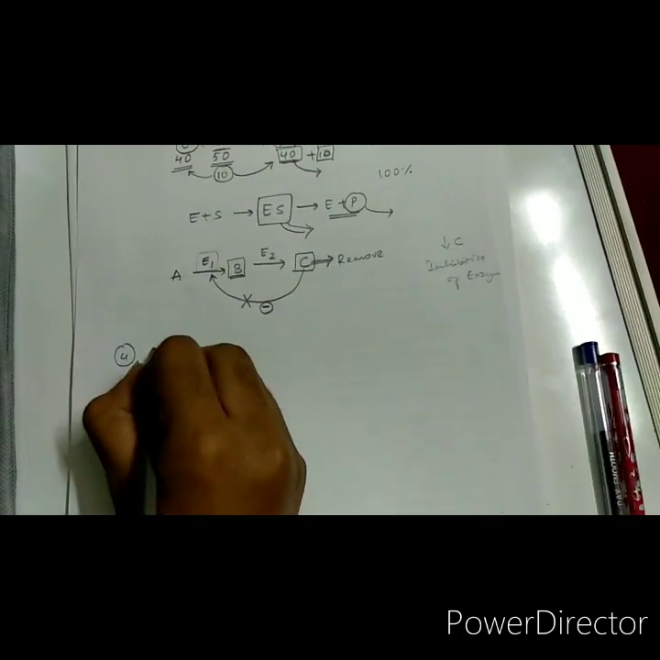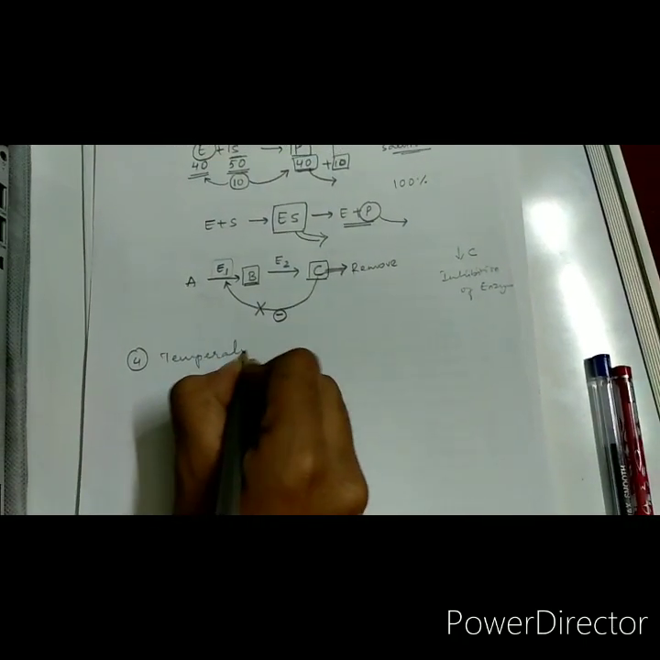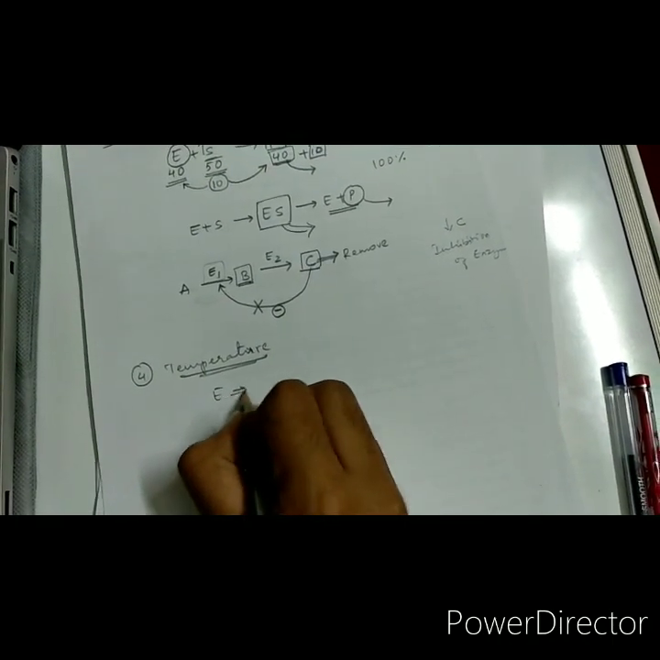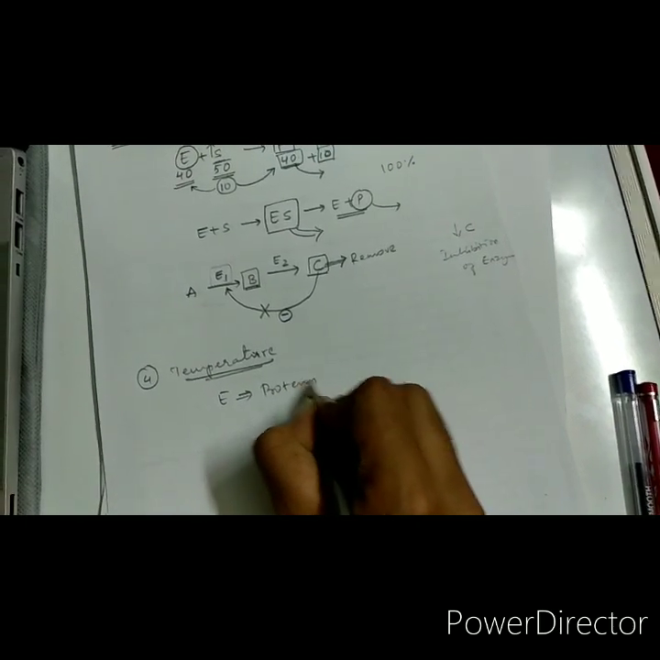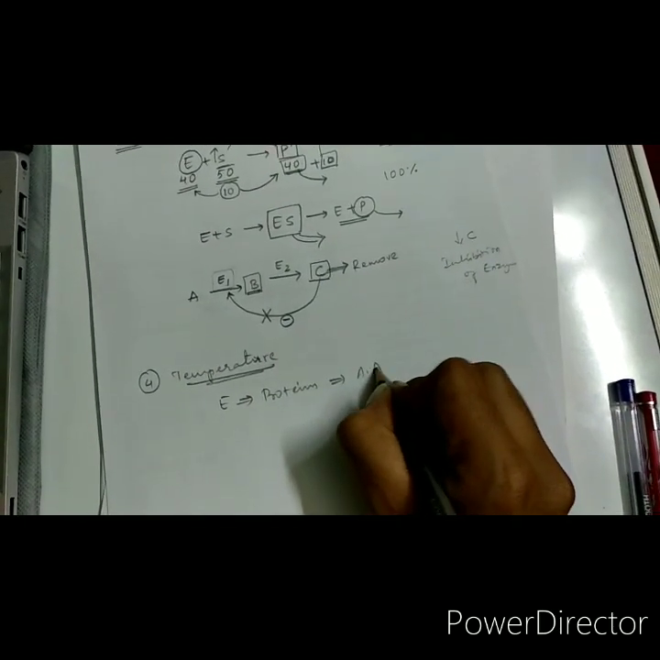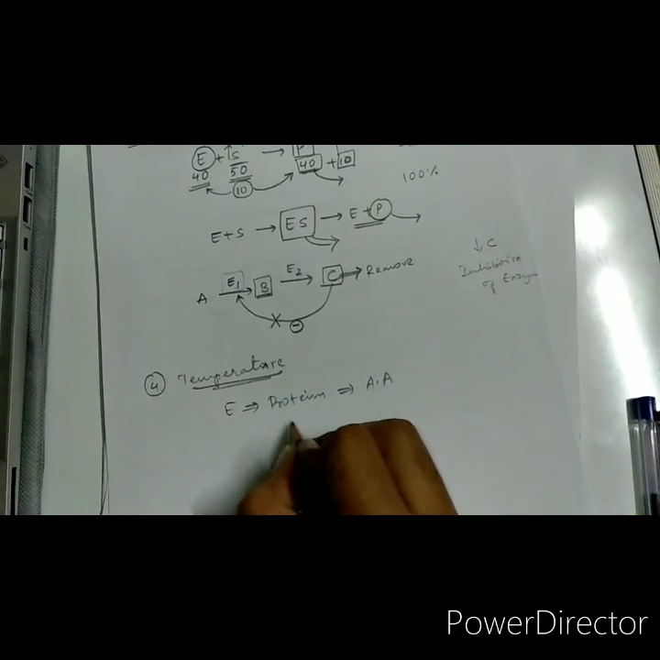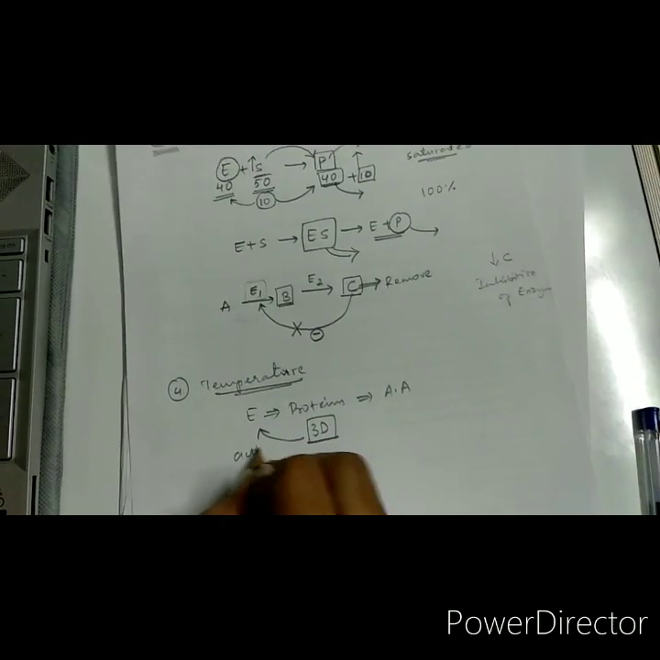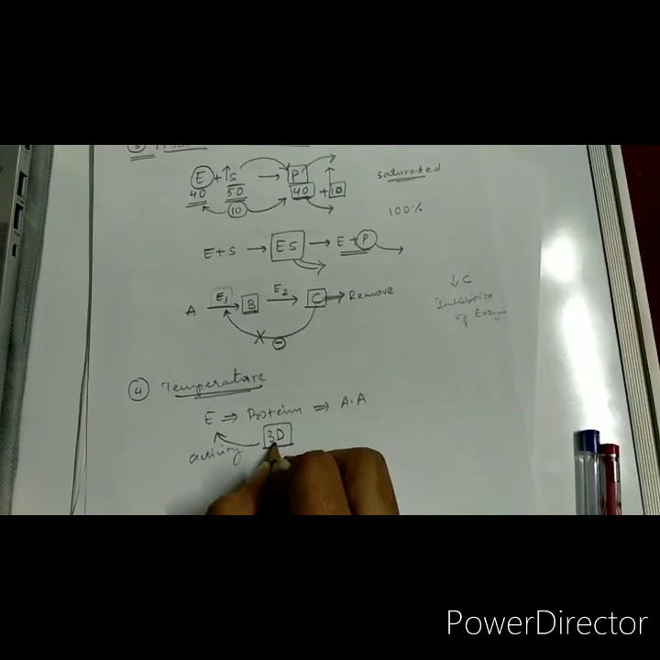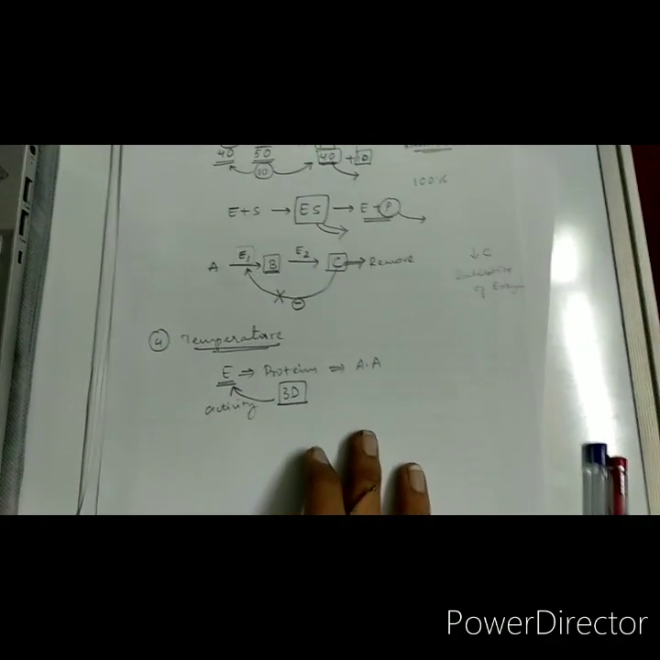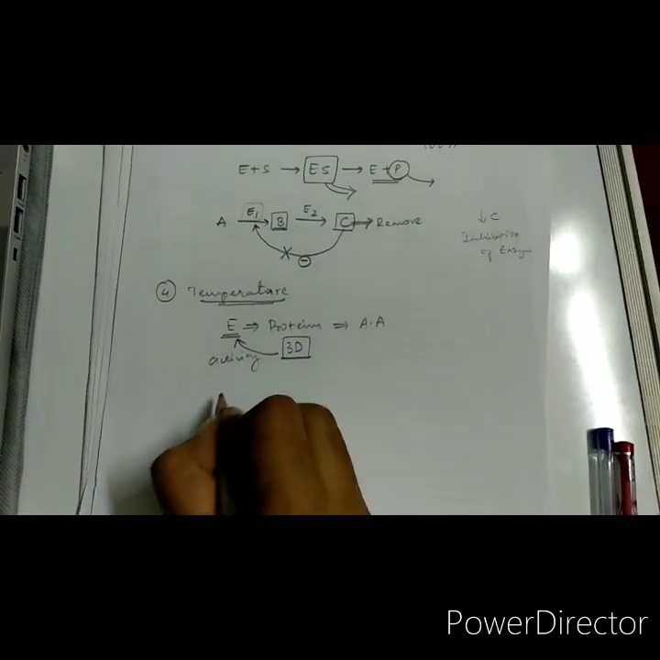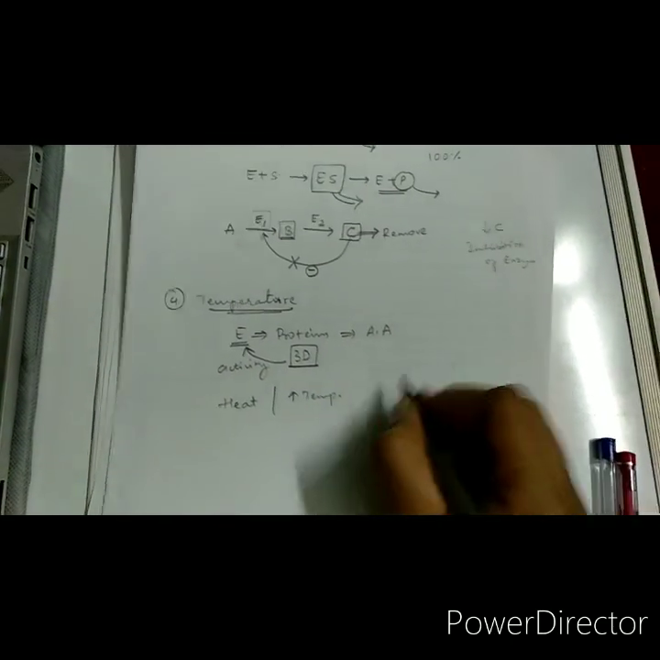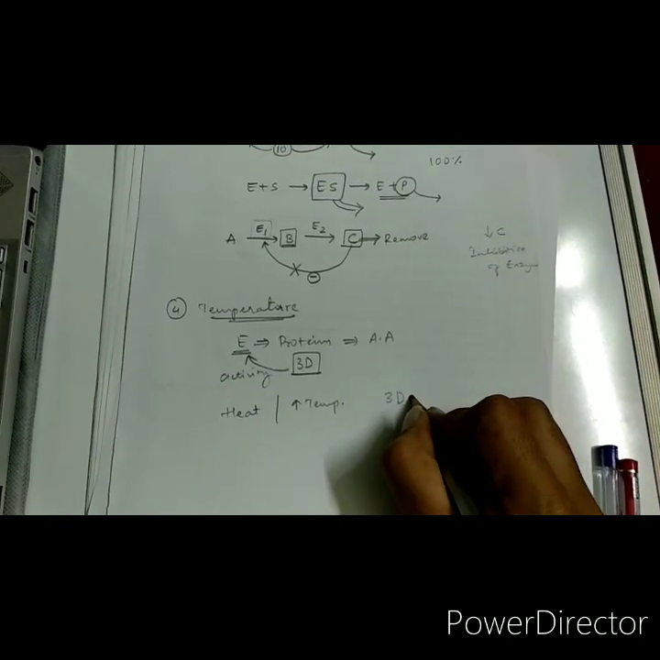Next factor is temperature. As we know, enzymes are made up of proteins, and proteins in turn are made up of amino acids. These proteins maintain a 3D structure for activity. The 3D structure is responsible for maintaining enzyme activity.